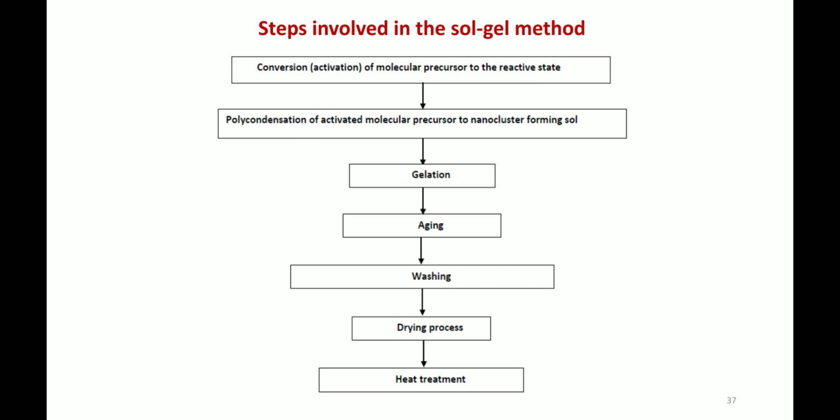Once there is a formation of a gel, then in order to get the nanoparticles, you can do aging, and then you can wash it, you can dry it, if required, and then for the crystallization process, you can provide heat treatment. Okay, so what you get is your final product. So these are the steps which are involved in the Sol-Gel method, and you have to follow these steps in order to prepare nanoparticles.